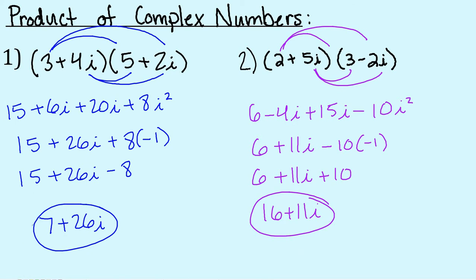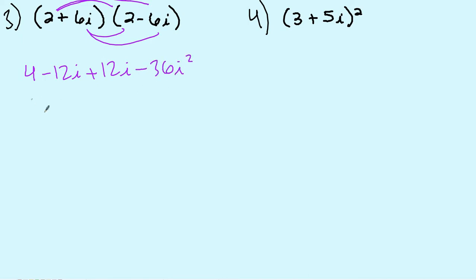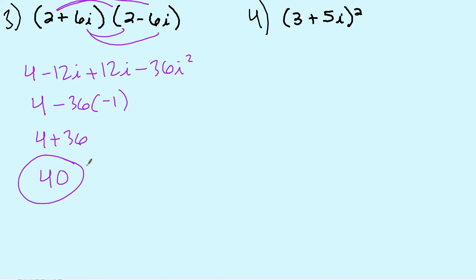All right. Let's do 2 more. So practice these, and then I'll work them out. So number 3. Okay, we FOIL. We get 4 minus 12i plus 12i minus 36i squared. Middle junk goes away, and that ends up becoming a positive, so 4 plus 36, so we get 40. So that's nice. We got rid of all our i's there.